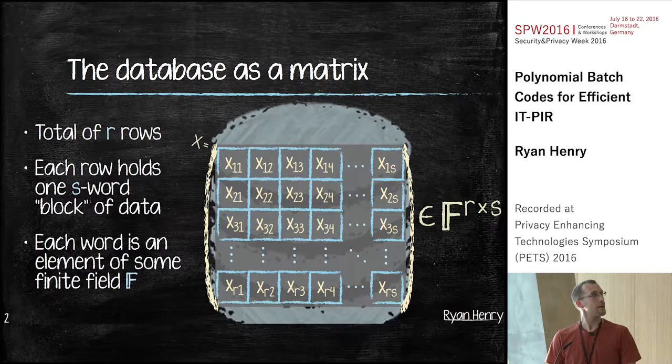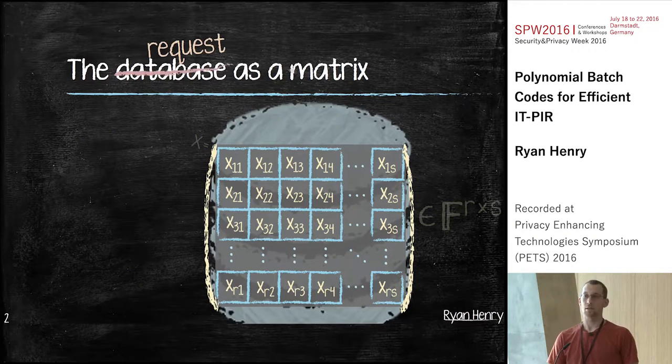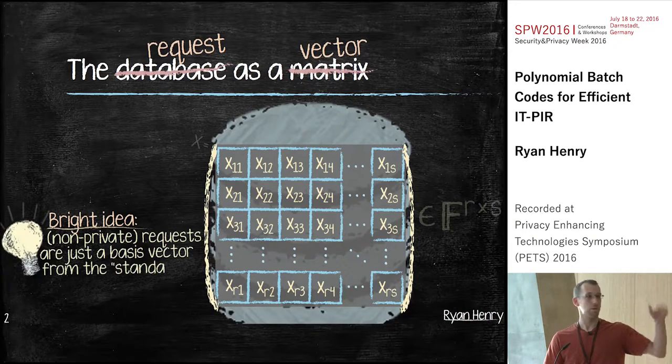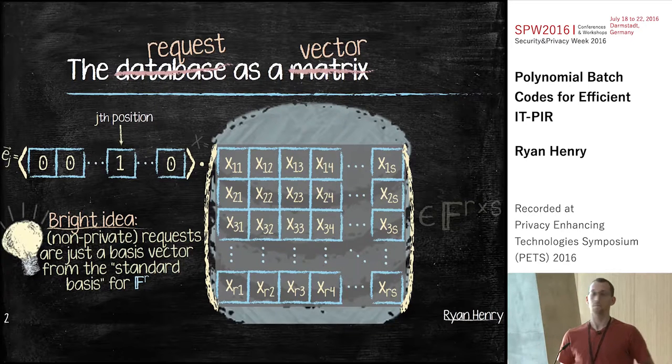And the approach we're going to take is actually the very first PIR approach, with some tweaks. So we have a database, which we're going to model as a matrix. It's going to have R rows. Each row is going to be S words long. And what the user is trying to fetch is one of the rows from this matrix. So it's just a matrix over some finite field.